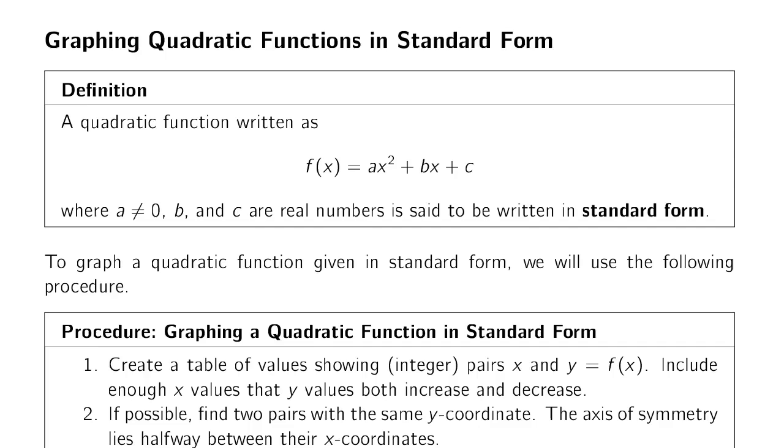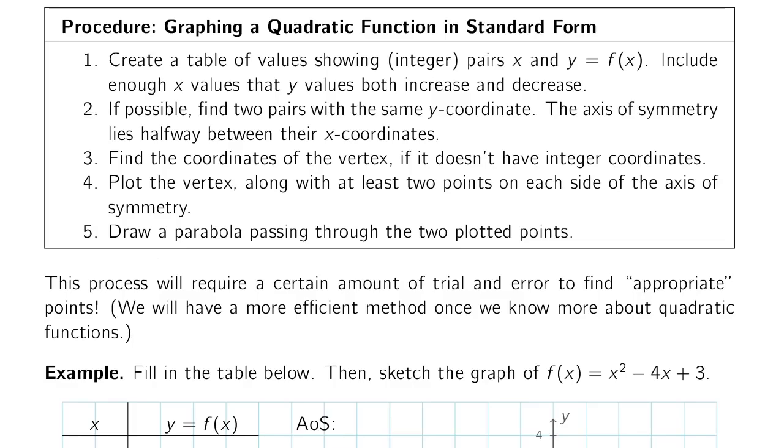However, for the moment, we're going to just use sheer brute force given a quadratic function in standard form. So here's how we're going to do it. To graph a quadratic function in standard form, we're going to just create an input-output table, so a table showing pairs x and y is f of x. And we're going to show enough pairs that we can see the y values both increase and decrease.